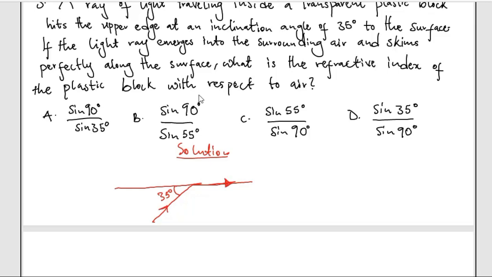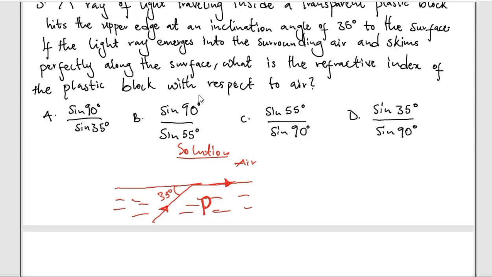So these are our incident ray in the transparent plastic block. So this is your plastic block, while this is air. You get perfectly along the surface. What is the refractive index of the plastic block with respect to air? So we are finding the refractive index of the plastic block. Let me call it P, so P with respect to air.